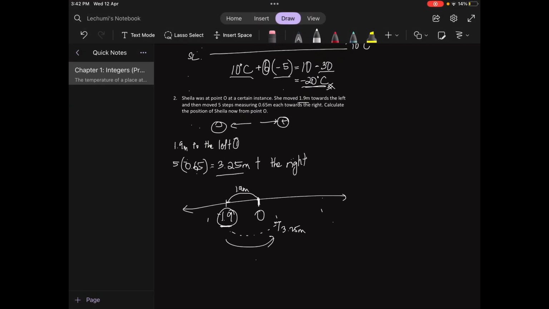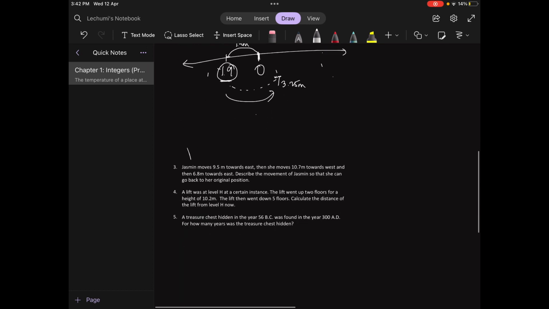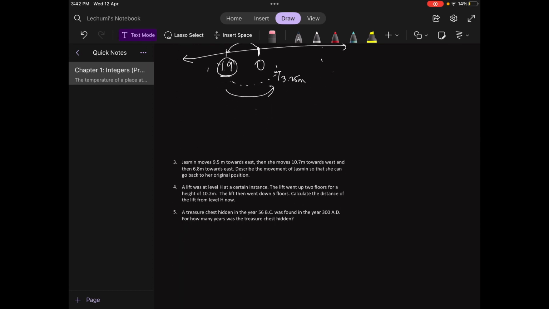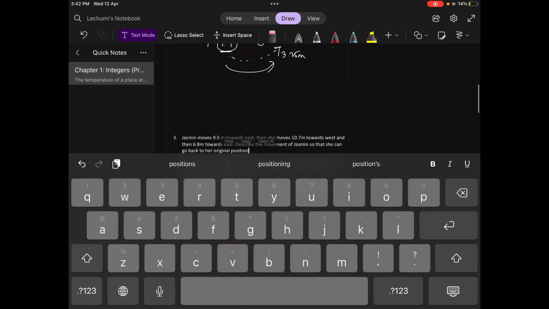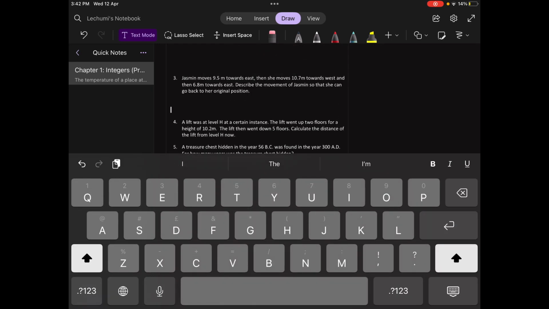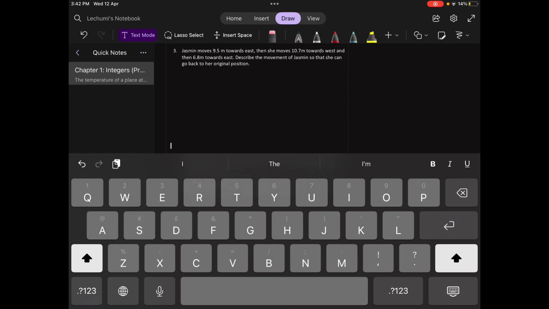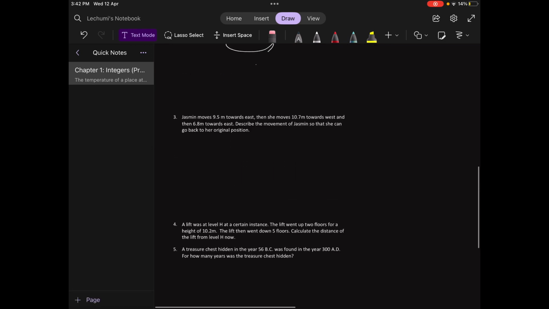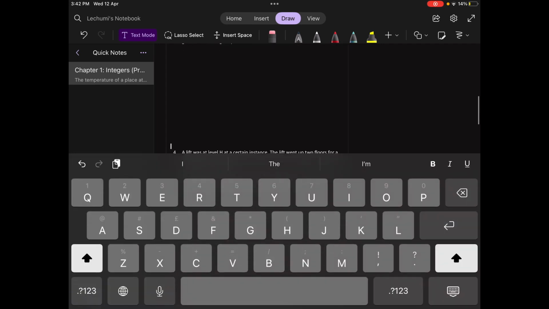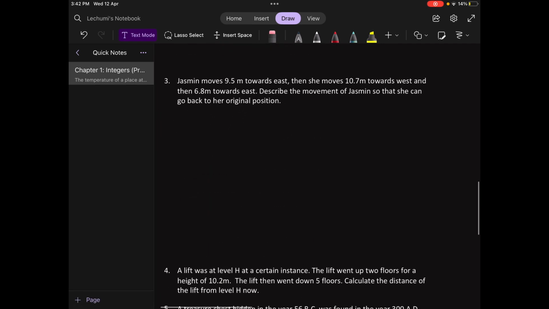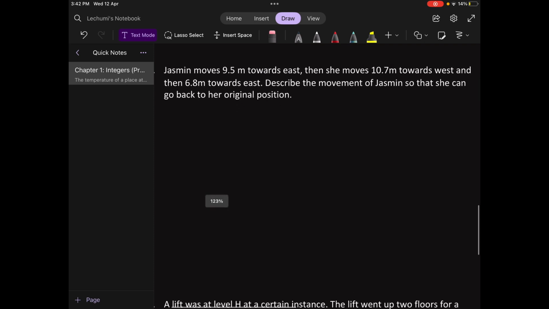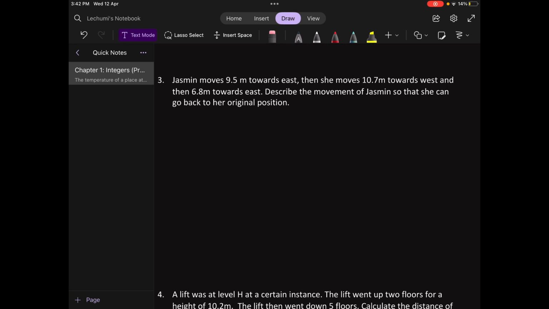Now that second question is done, let's move on to the third question. The third question is quite tricky, to say the least, but let's keep to the method that I've taught you, which is LVD, so that we are able to get the most precise answer without much difficulty. So here we begin. Jasmine moves 9.5 meters towards east, and she moves 10.7 meters towards west, and then 6.8 meters towards east. Describe the movement of Jasmine so that she can go back to her original position.